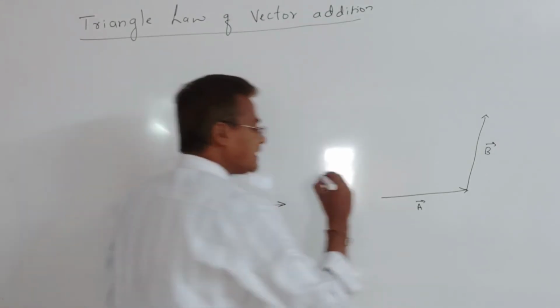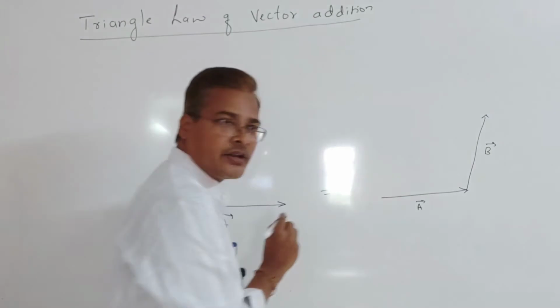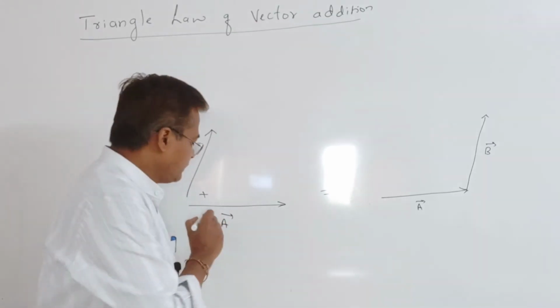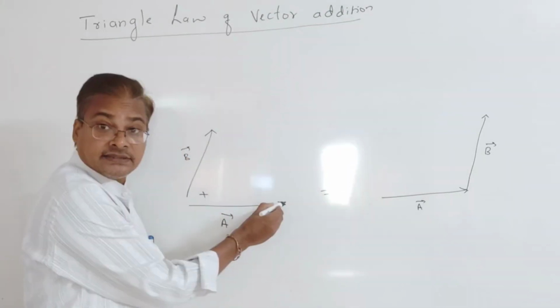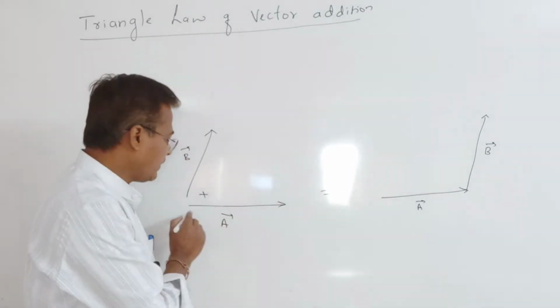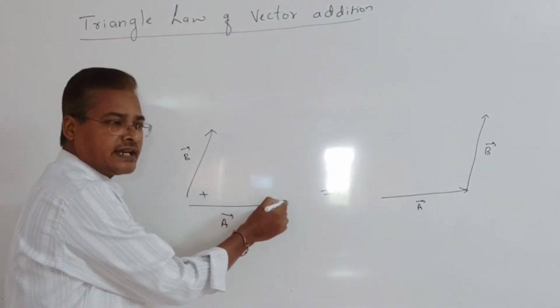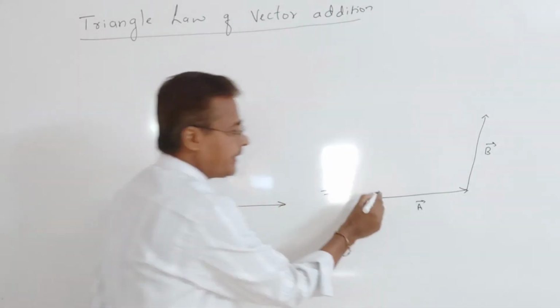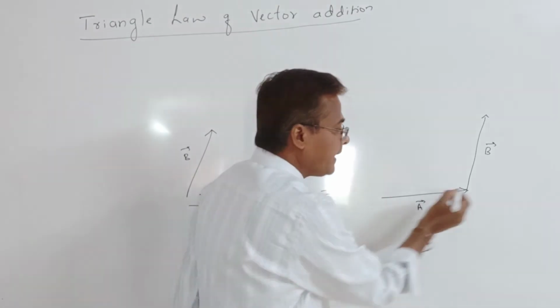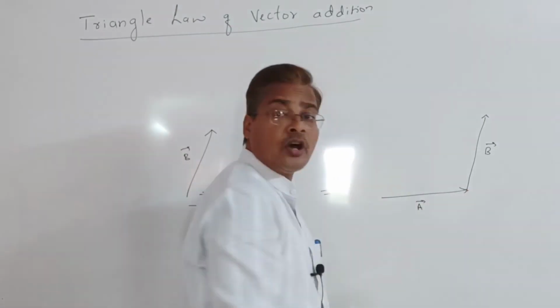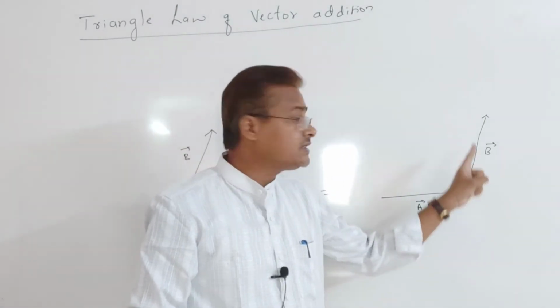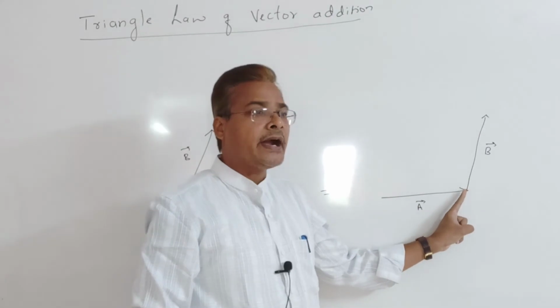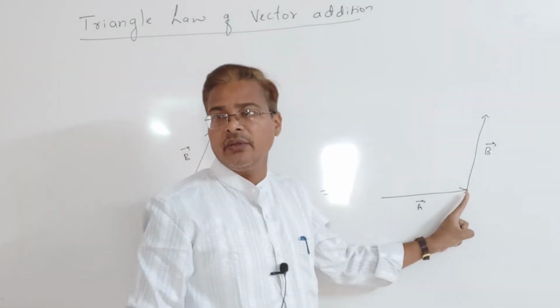So now, for the resultant, from here we can see that this is the tail and this is the head. This one we call the tail, this is the head. So the tail of A and the head of A. Now how are we going to add the B vector? The tail of B is added to the head of this A vector.